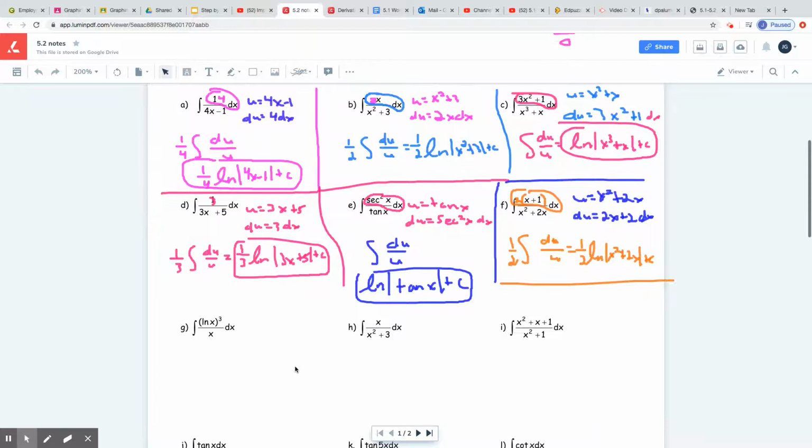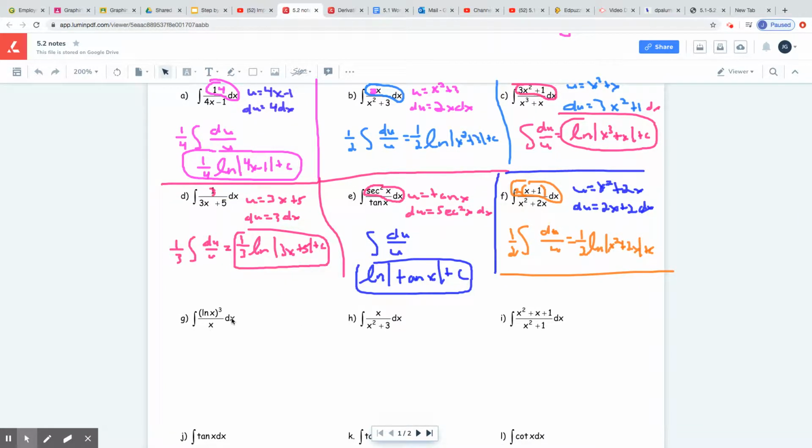Now, take a look at G. We have natural log of x, cubed, all over x. Just because we have a fraction doesn't mean I make u equal to x. Then du would just be dx, and I'd be left with the natural log of u cubed. That's no good. So looking at this, what we talked about in the previous problem, we have something being raised to a power, don't we? Well, it's natural log of x.